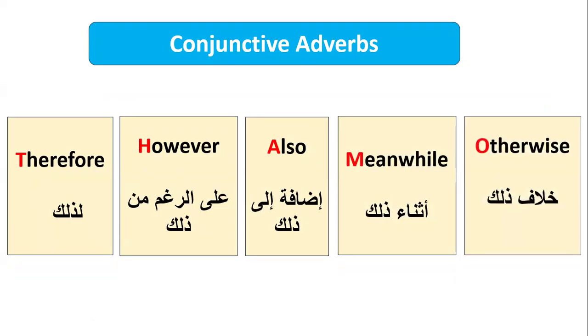You should notice that there's something common between these: usually they refer to the previous sentence. So it makes perfect sense that these words should start the second sentence, because they are referring to the previous one. As you can see, the meanings in Arabic: therefore, referring back; however, I'm referring back to the sentence before. Also, I'm referring to the sentence before.